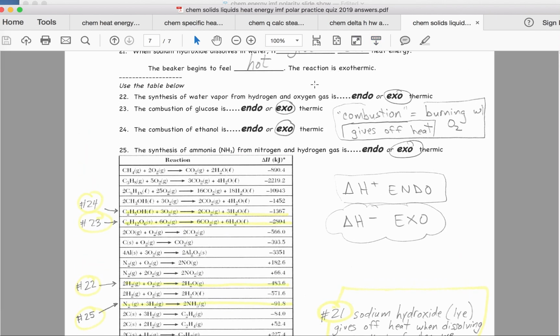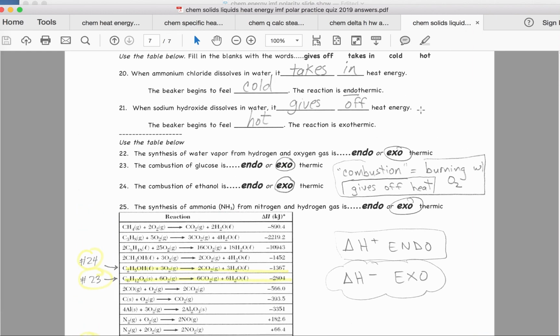So really all you're thinking about is, will this stuff give off heat or will this stuff take in heat? Now, the thing is, if it gives off heat, you feel that. You feel the heat released. All right. Combustion. Remember, combustion's just burning. So, burning something with oxygen. So to burn sugar, we need oxygen. To burn alcohols, you still need oxygen. Really, to light our Bunsen burners, we need oxygen.